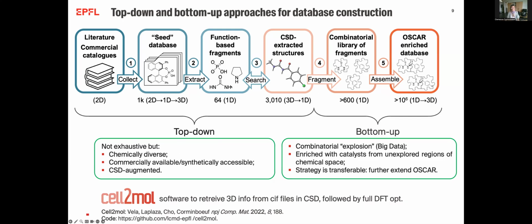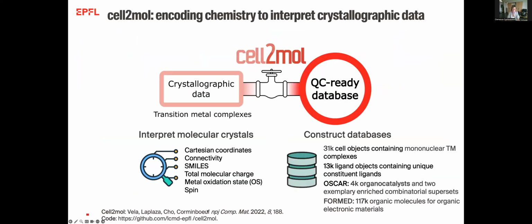And to make this step easy, from the 64 fragments and searching in the crystal database, we used software in the lab called Cell2Mol that is able to retrieve 3D info from CIF files in the crystal database. Here is a slightly more detailed description of how Cell2Mol works. It can retrieve Cartesian coordinates, connectivity, SMILES, total molecular charge, metal oxidation state and spin, and get all this information to build several databases that you see here and that I will not enumerate.